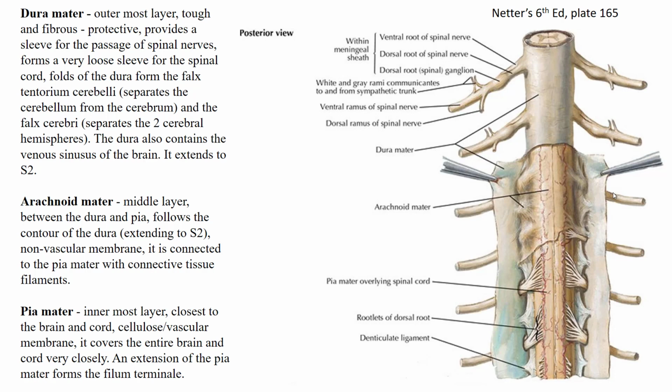And then the pia mater is the innermost layer. It's much more vascular, and it covers the entire brain and the cord very closely as well.